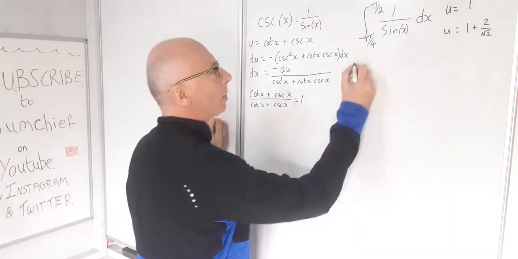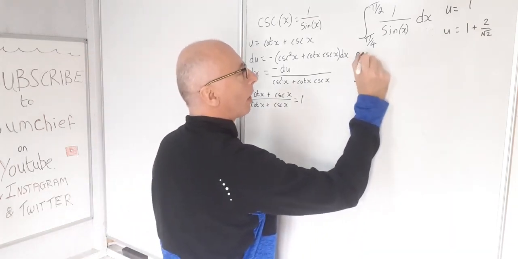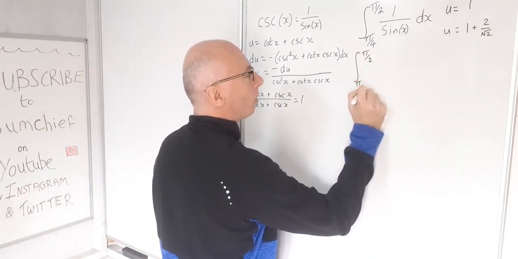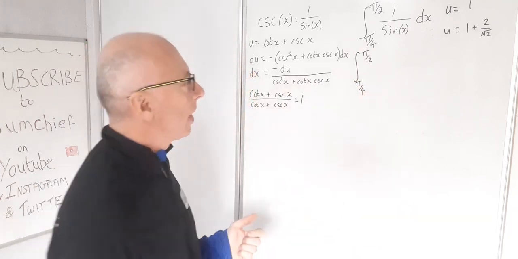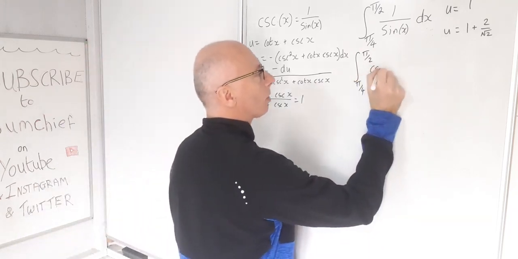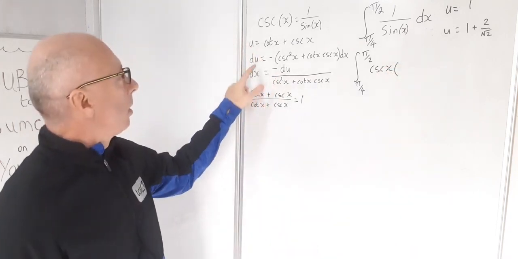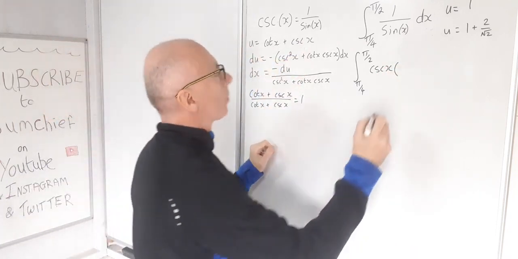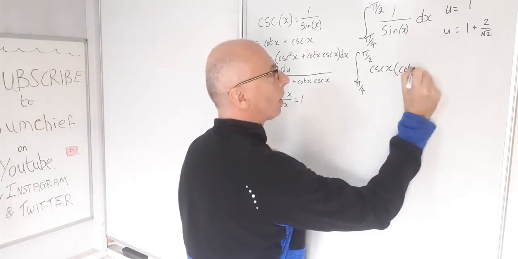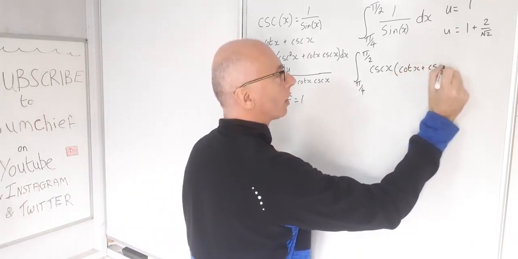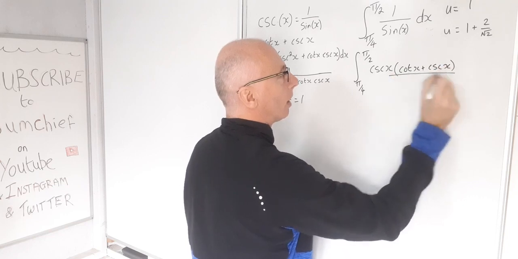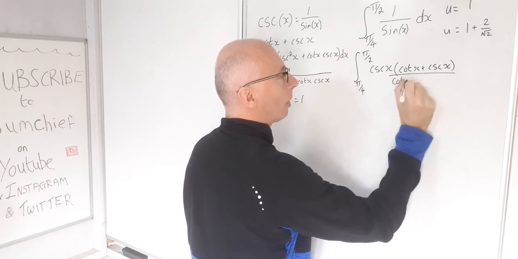So let's just change this up now. So pi over 2, pi over 4. So we're still in the x world for now. So cosecant of x, and then multiply this by what's going to be our u. So cotangent of x plus cosecant of x. And again, divide that all up.